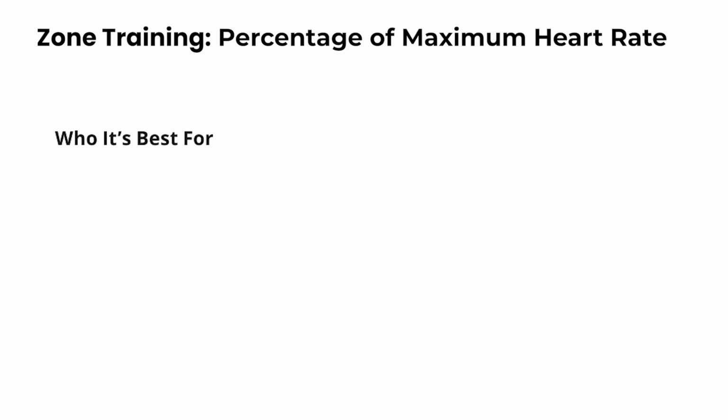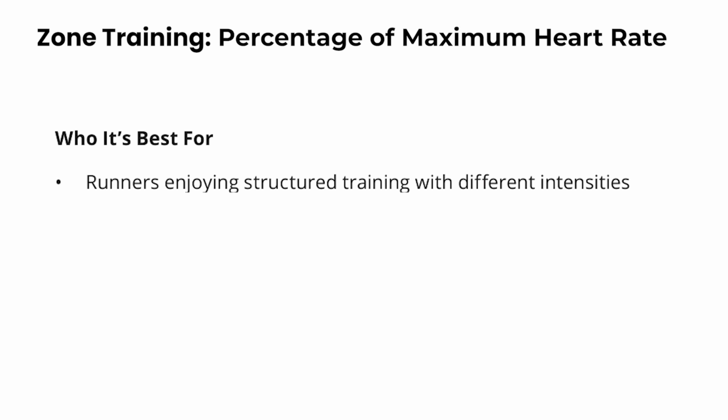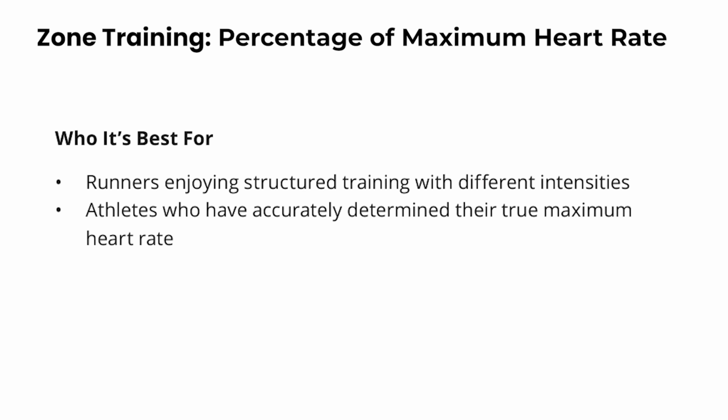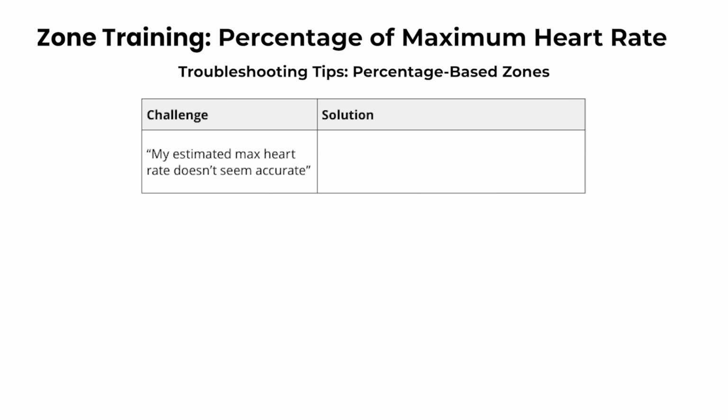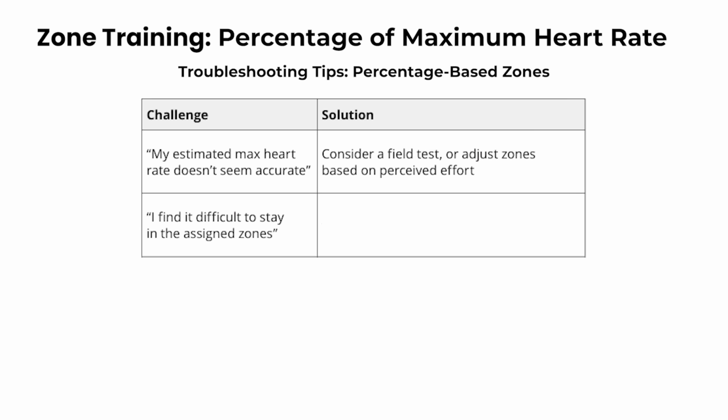Who it's best for: runners enjoying structured training with different intensities, and athletes who have accurately determined their true maximum heart rate. Troubleshooting for percentage-based zones. Challenge: my estimated max heart rate doesn't seem accurate. Solution: consider a field test or adjust zones based on perceived effort. Challenge: I find it difficult to stay in the assigned zones. Solution: create buffer zones of 2 to 3 beats and focus on the purpose of the run rather than exact numbers.